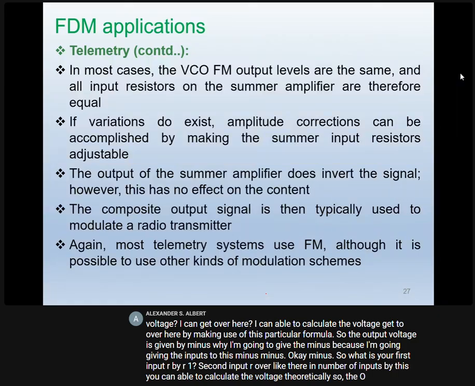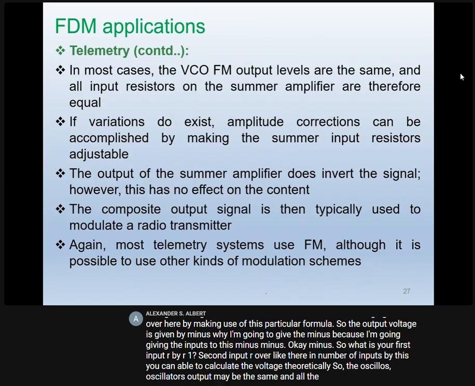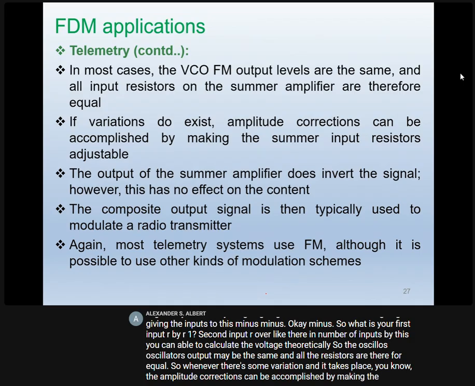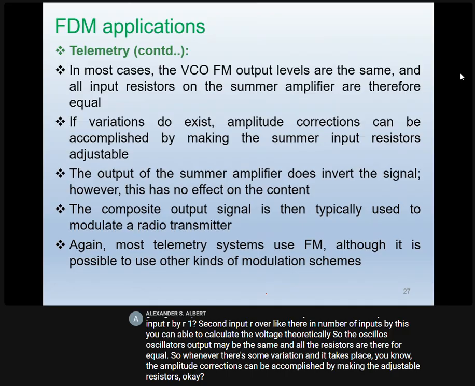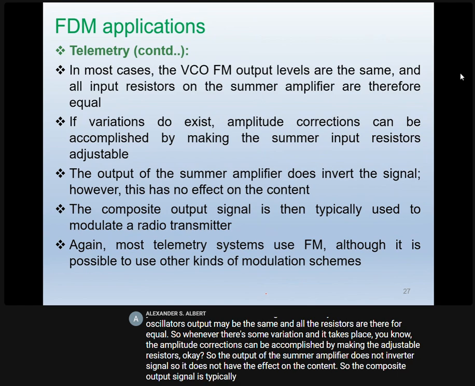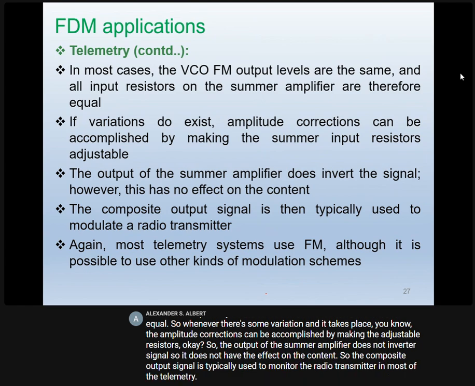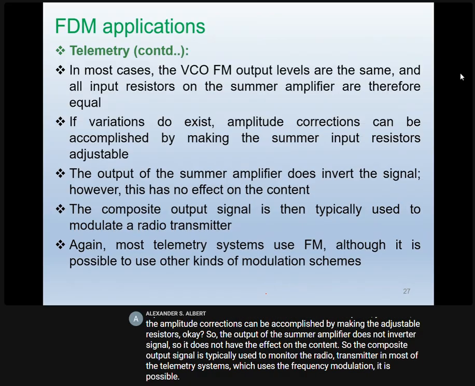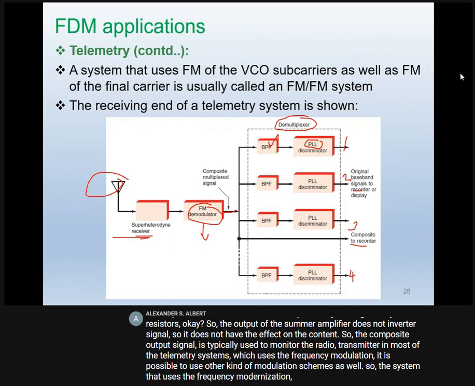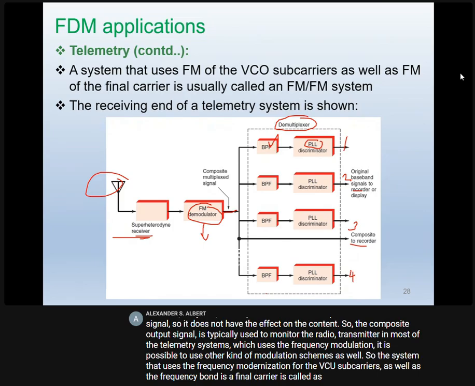The oscillators' outputs may be the same, and all the resistors are therefore equal. Whenever some variation takes place, amplitude corrections can be accomplished by making the resistors adjustable. The output of the summer amplifier does not affect the content of the signal. The composite output signal is typically used to modulate the radio transmitter. Most telemetry systems use frequency modulation, though other modulation schemes are possible. A system that uses frequency modulation for the VCO subcarriers as well as frequency modulation for the final carrier is called an FM/FM system.